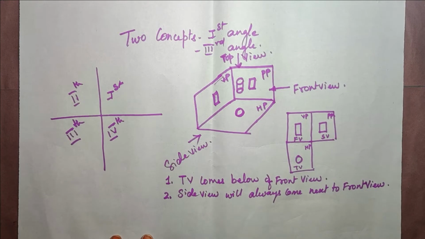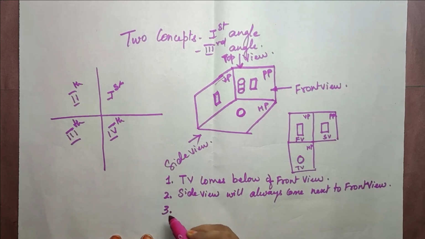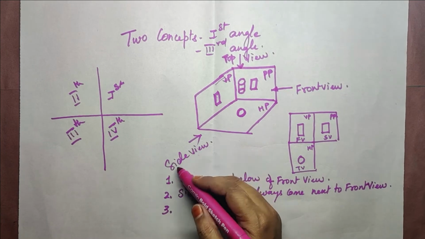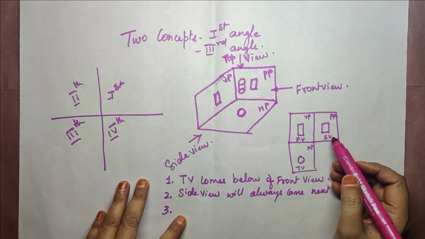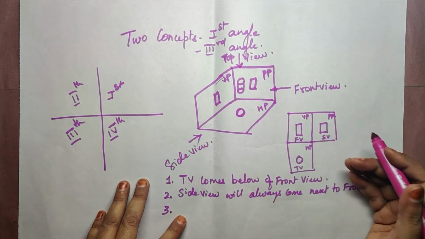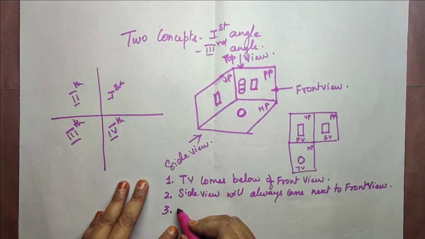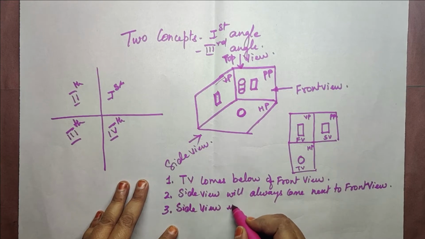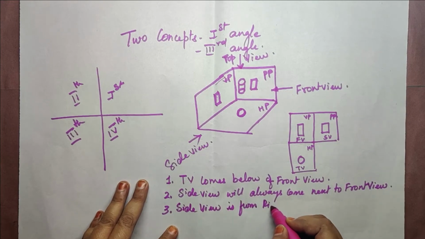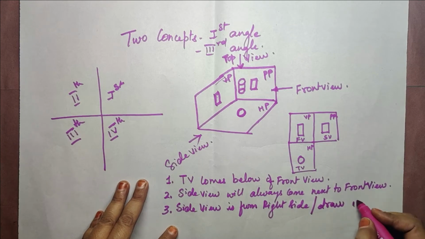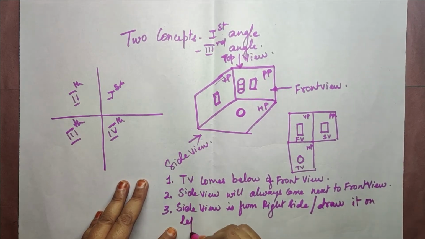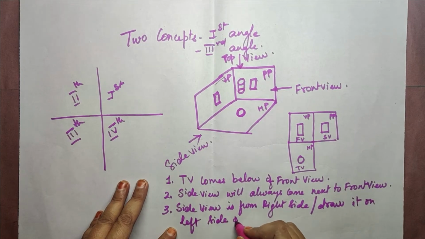Okay, next the third point is, and this is very important, see, this is the which hand? This is the left hand, isn't it? This is the left hand, but where the view is coming, it is coming to the right hand side, this hand side it is coming. So when the side view is from the right side, we are going to draw it on left side of front view.